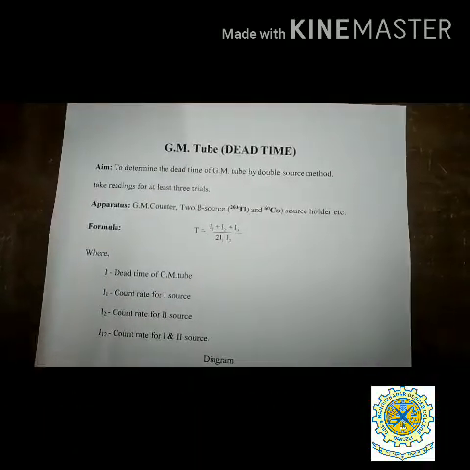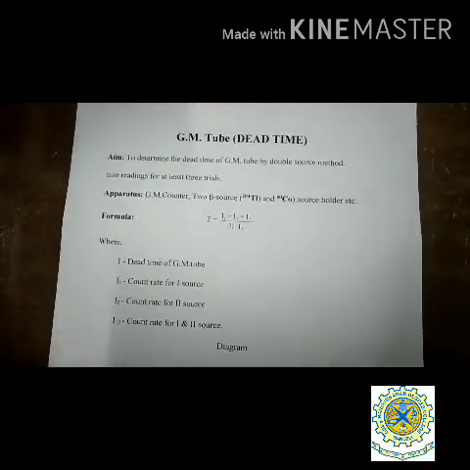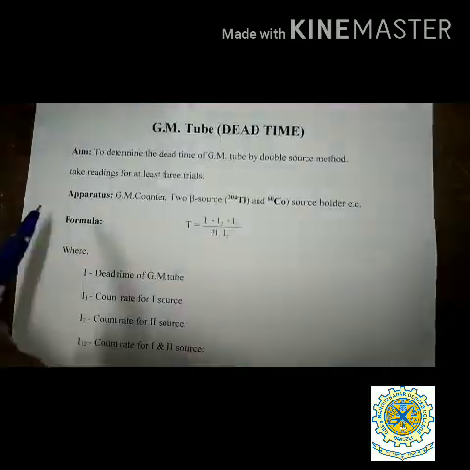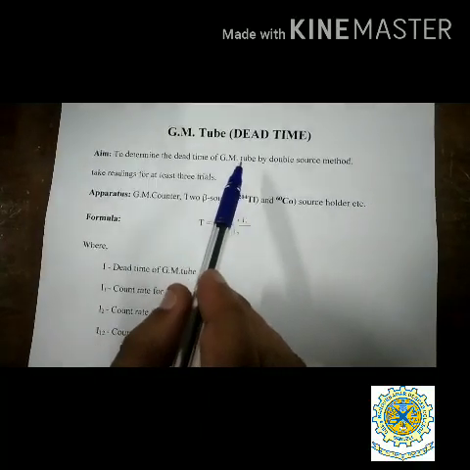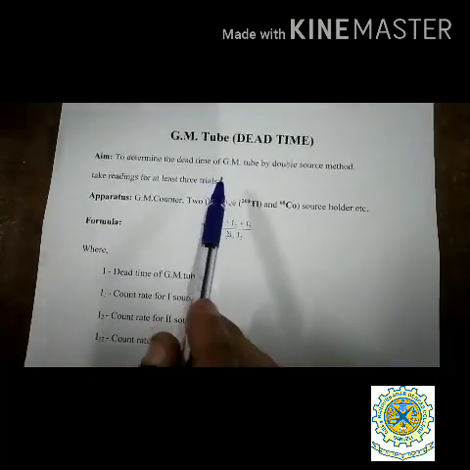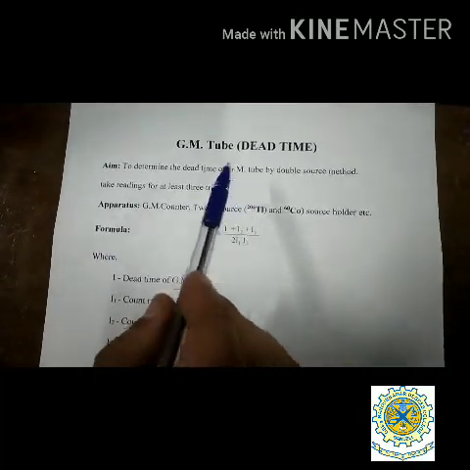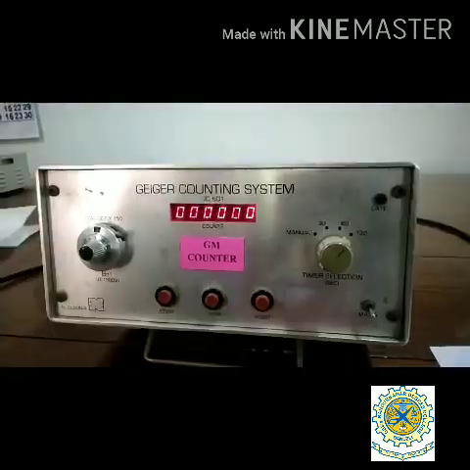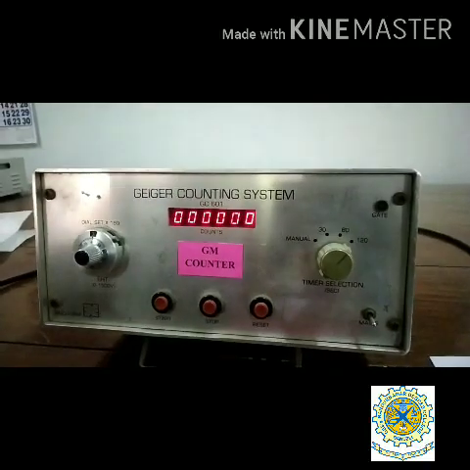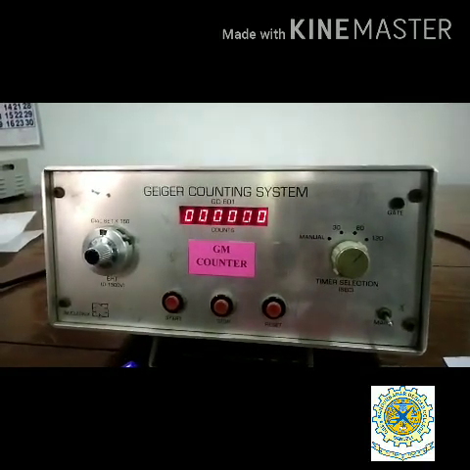Today I am going to explain regarding the GM tube and the dead time. We are going to find out the dead time of the GM tube by the double source method. Before going for the experiment, we will know what a GM tube is. This is an instrument which is used to detect beta rays and gamma rays.